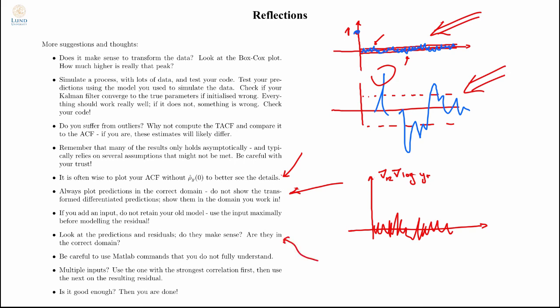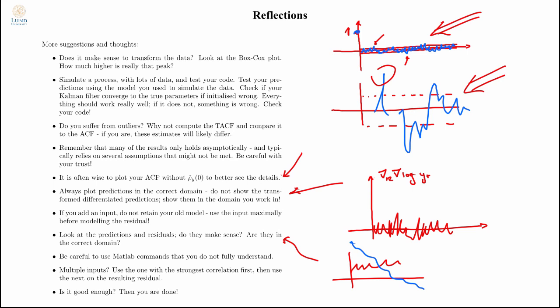You should also plot those predictions to see, do they make sense? Say that your validation data looks like this and your predictions are looking like this. There is something wrong, even though that might not be visible in your ACF and the PACF because that is hidden because of the non-stationary behavior. Plot them and see that you get something that is reasonable.